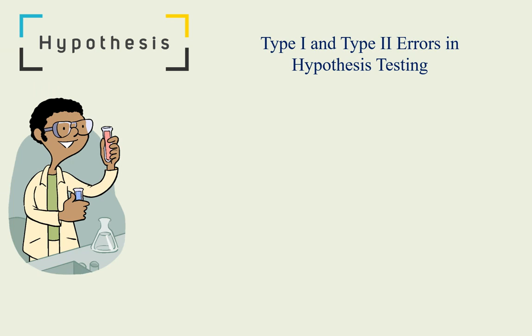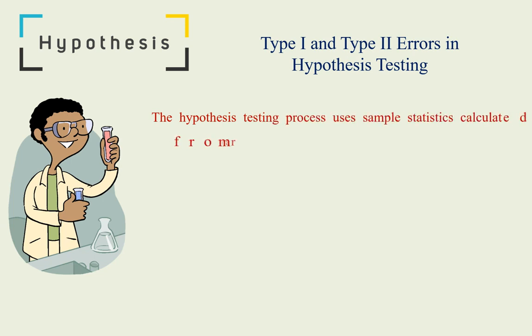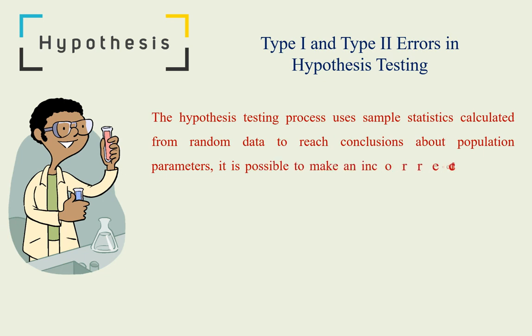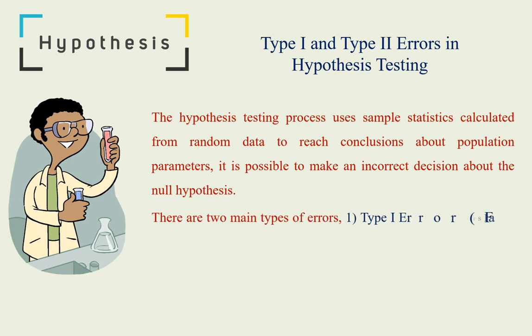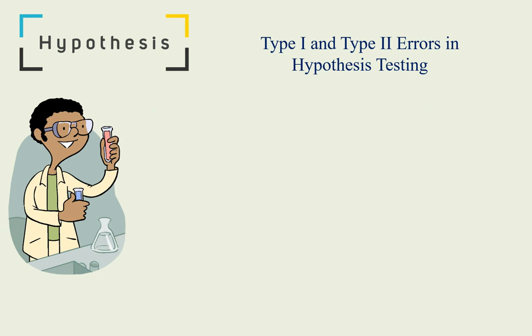The hypothesis testing process uses sample statistics calculated from random data to reach conclusions about population parameters. It is possible to make an incorrect decision about the null hypothesis. There are two main types of errors: Type 1 error and Type 2 error. Let's first discuss Type 1 error in hypothesis testing.